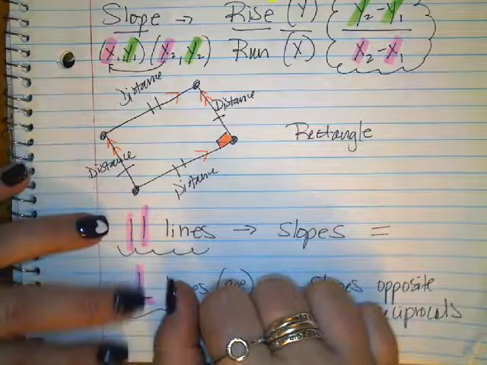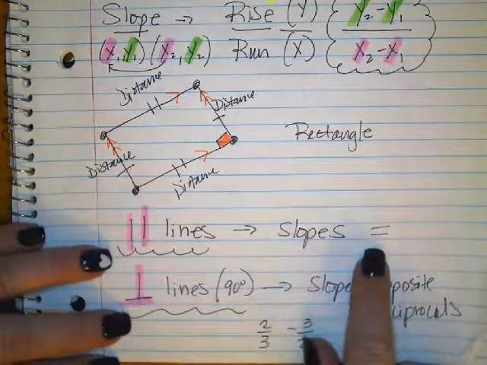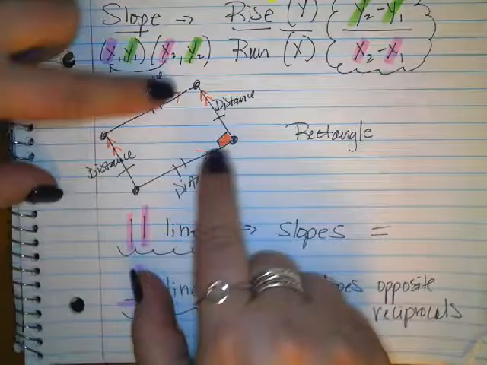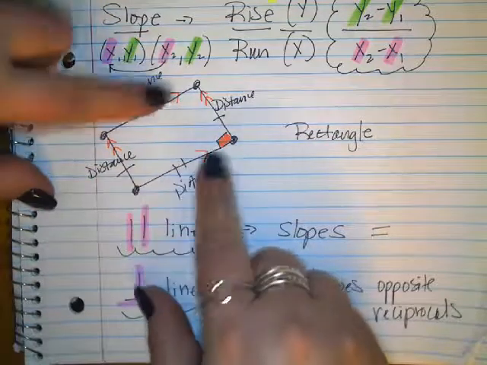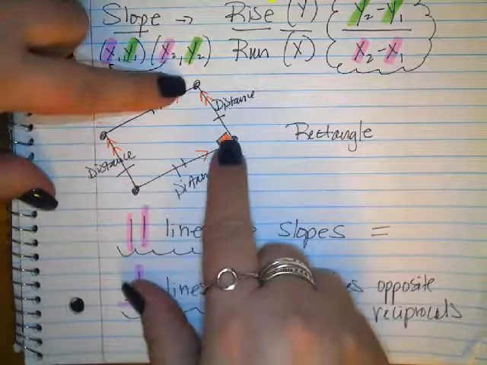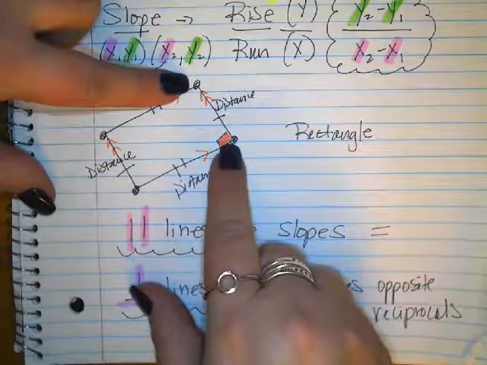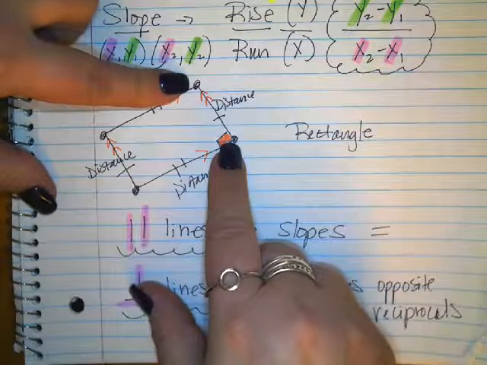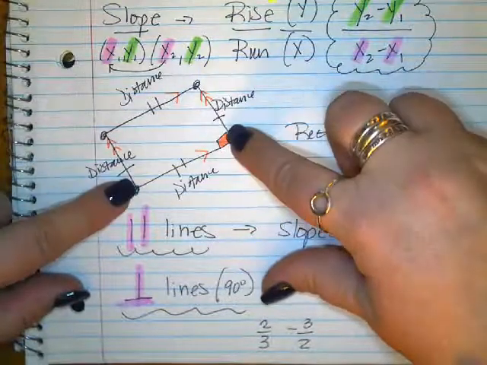But the other piece of it comes in the slope. Parallel lines have slopes that are the same. So for instance, these two lines right here should have the same slope. If they have the same slope, then I know that they're parallel. And in a rectangle, these two pieces should be parallel. Remember, it is a type of parallelogram. The same goes with these two opposite sides. These should also be parallel to each other.